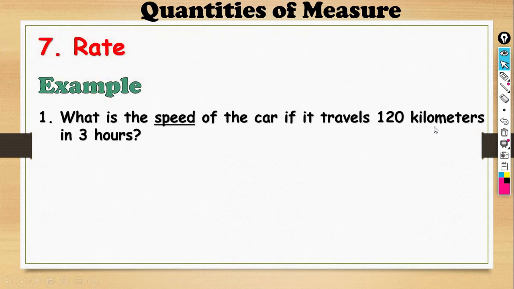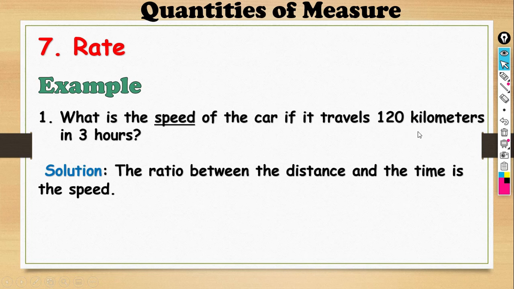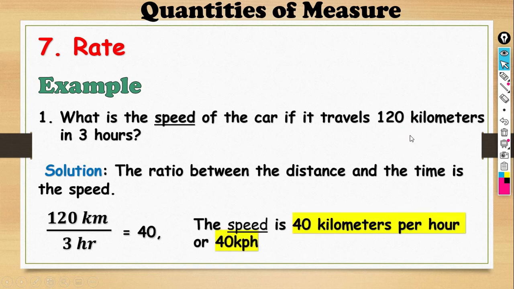So, let's have an example. So, what is the speed of the car if it travels 120 kilometers? And the solution, the ratio between the distance and the time is the speed. So, kailangan natin ng distance, which is 120 kilometers, over yung time, which is 3 hours. So, 120 kilometers divided by 3 hours is 40. So, the speed is 40 kilometers per hour or 40 kph.